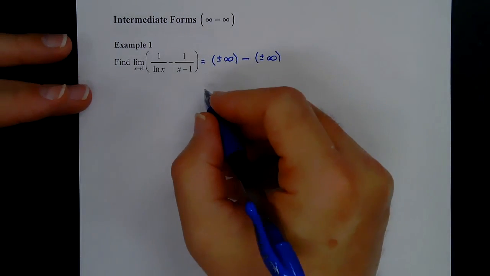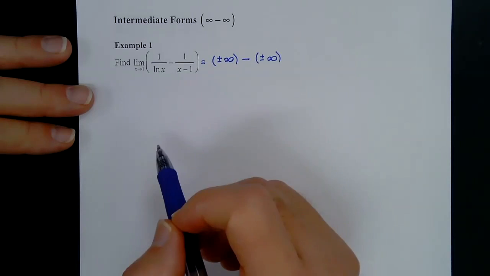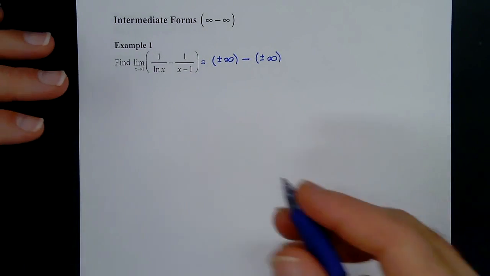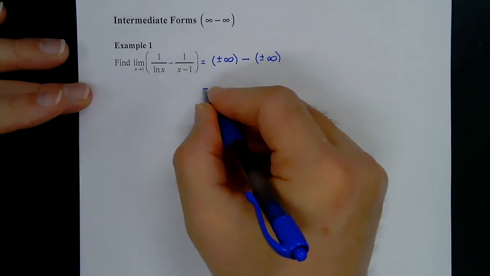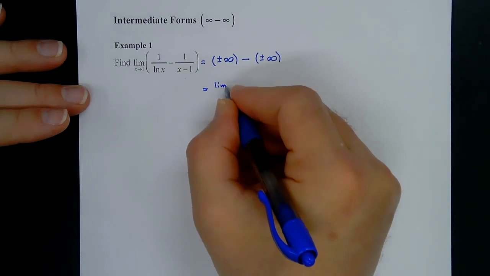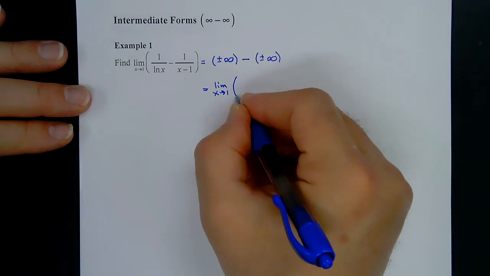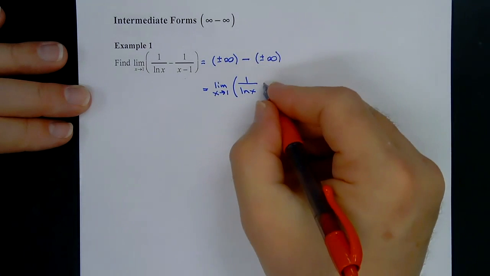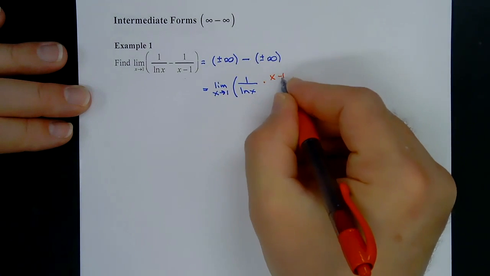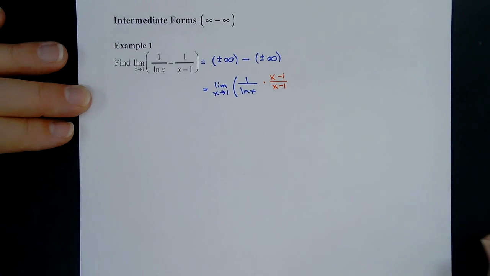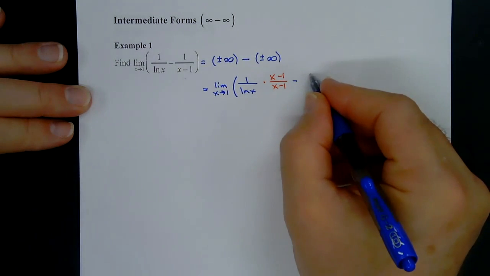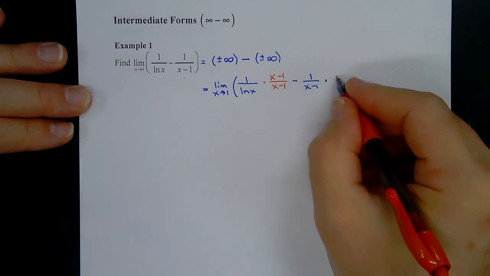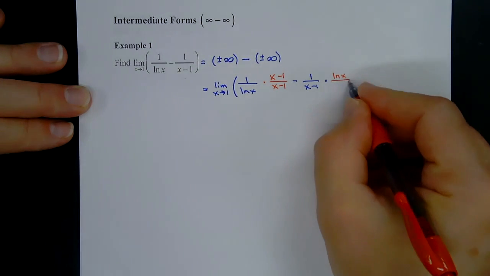All right, so what we're going to do is basically we're going to subtract these. So we need to get a common denominator. And if I get a common denominator, I'm going to have a quotient, and then I'm going to be able to use L'Hopital's rule. That's the idea behind it, okay? So this is equivalent to the limit as x approaches 1 of 1 over ln of x. And for this one, I need to multiply by x minus 1 over x minus 1. And then minus 1 over x minus 1. And for this one, I'm going to need to multiply by ln of x over ln of x.